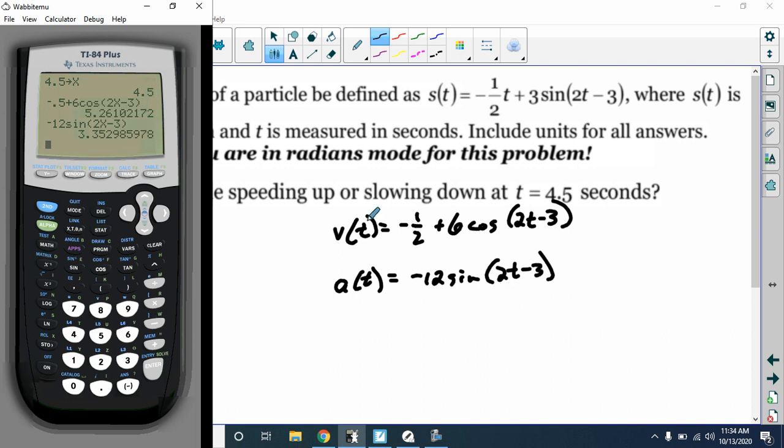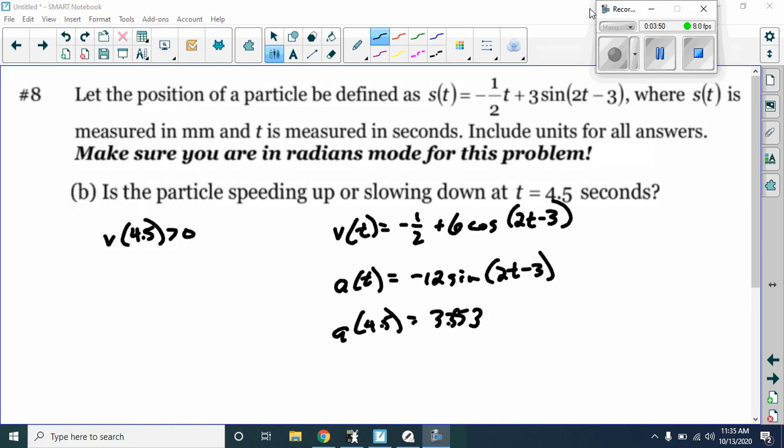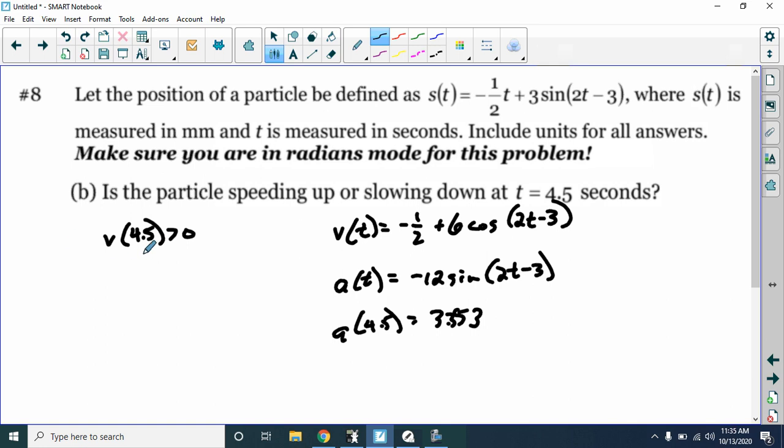So I get the acceleration at 4.5 to be 3.5353. So we had a positive velocity. We found that in part A. We have a positive acceleration. So if velocity and acceleration have the same sign, it is speeding up.